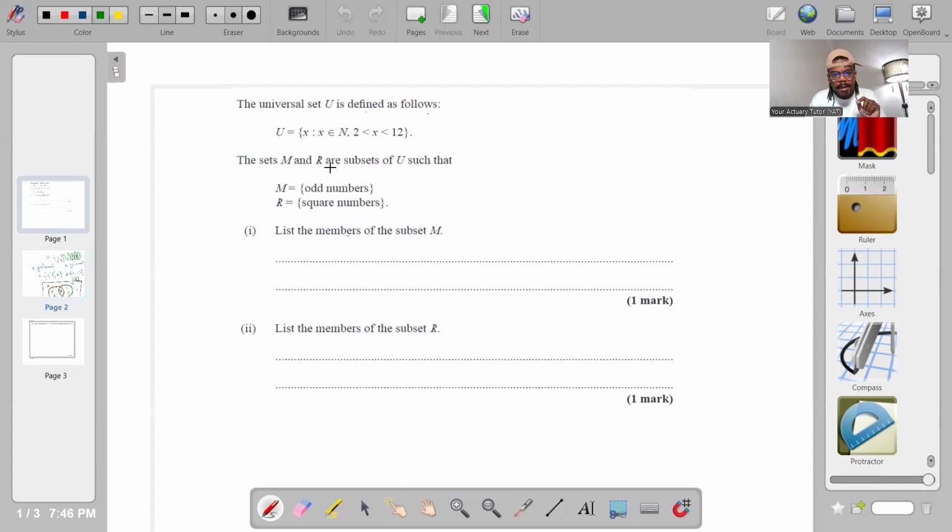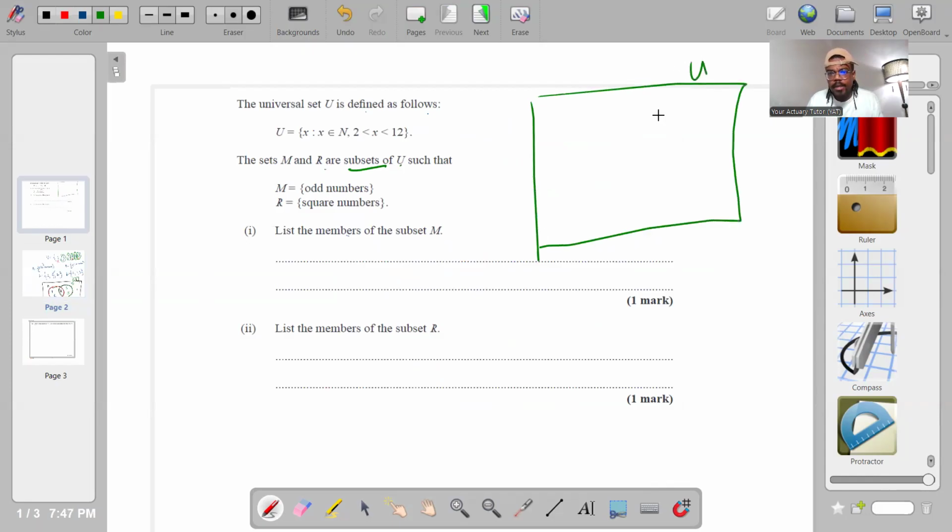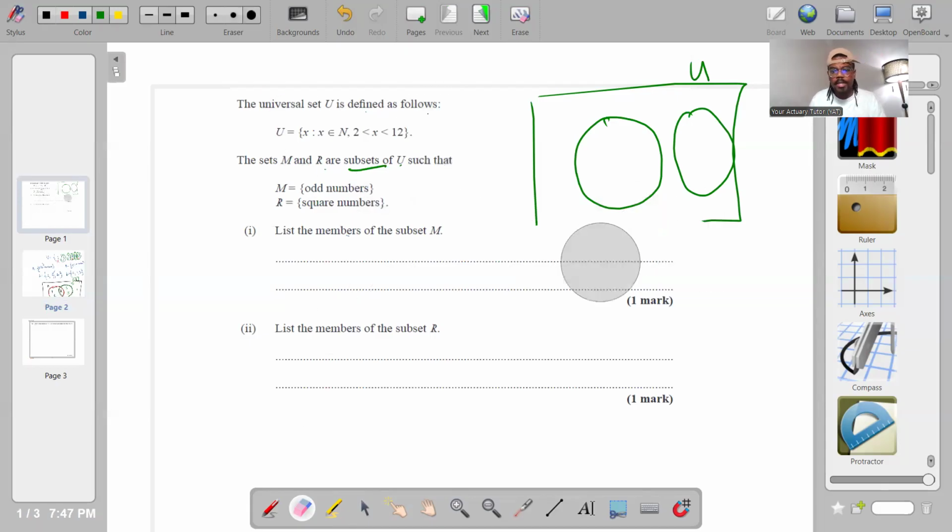There's a set M and R that are subsets of U. Okay. So that means that U is the big guy. And then there's a M. And then there is a R. Maybe they overlap, yet, so I'm going to draw it like that first. Then I'm going to figure out, do they overlap? Okay? Now, this is a very complicated definition that they have given us. So let's make sure we make sense of it.